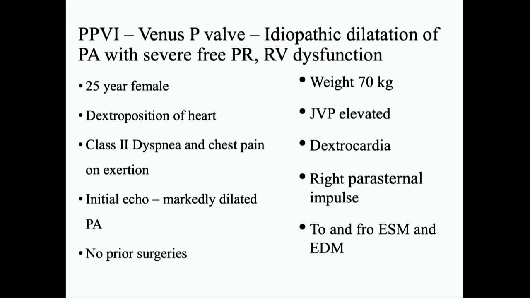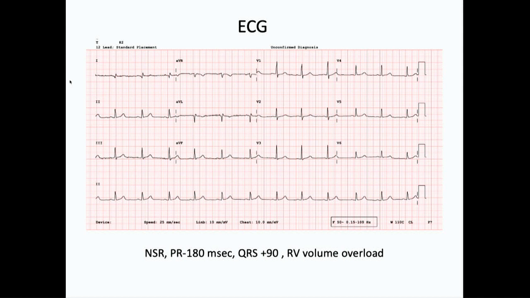On her clinical examination, there is elevated JVP, but there is no tachycardia or tachypnea. She is having dextrocardia, and there is a right parasternal impulse. There is also a to and fro murmur for her. This is her ECG, which is showing normal sinus rhythm with a PR interval of 180, QRS axis 90, and there are features of RV volume overload.